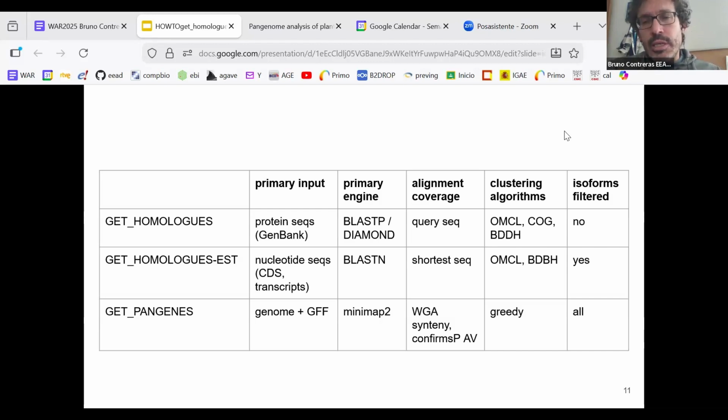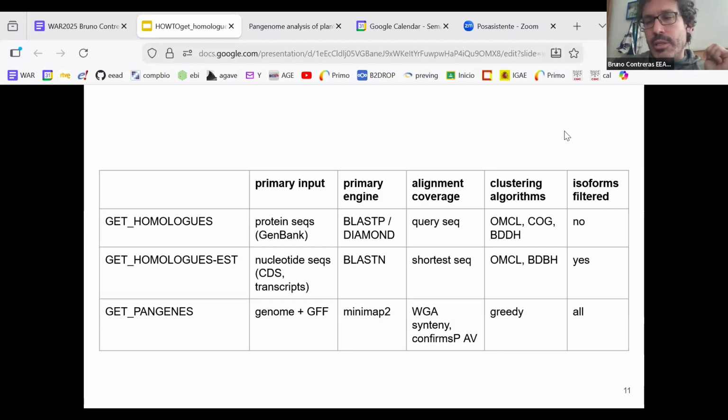And finally, the most recent algorithm, which is called get pangenes, and we have applied it mostly for plants so far, takes as input genome files in FASTA format plus annotation files in GFF format, okay? So in this case, you assume that the quality of the assemblies is good enough. And then for the first time, we are using synteny or collinearity explicitly from the beginning. The primary engine is going to be Minimap2, and the coverage is computed from the whole genome alignments produced by Minimap2, okay?